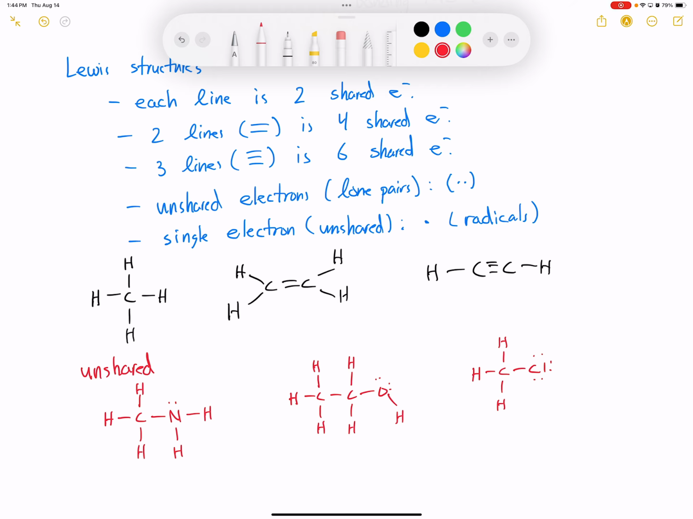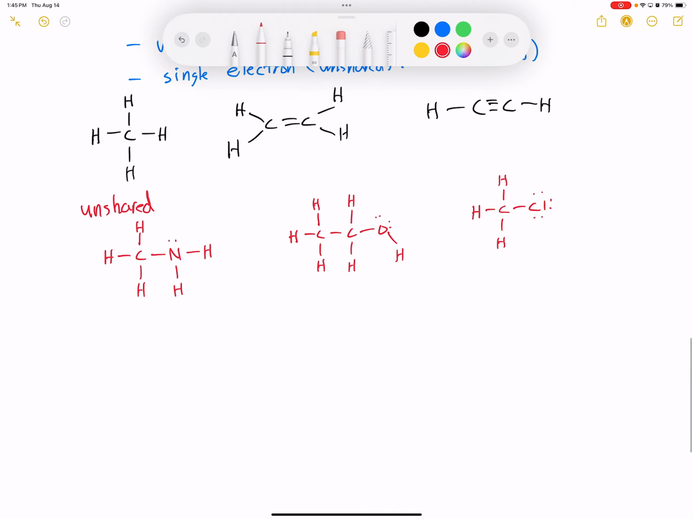So you never see, like, astatine. Okay. So the only halogens we have to worry about are fluorine, chlorine, bromine, and iodine. But I'll go over that a little bit more later. All right. Are there any questions about these structures here? No? All right.